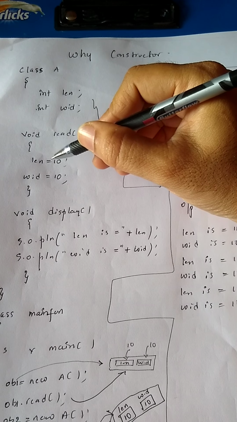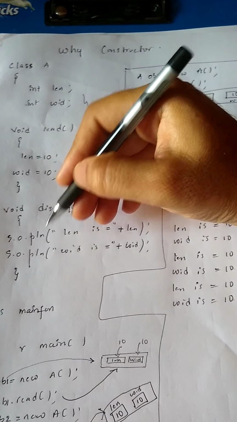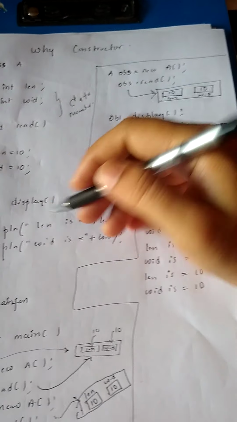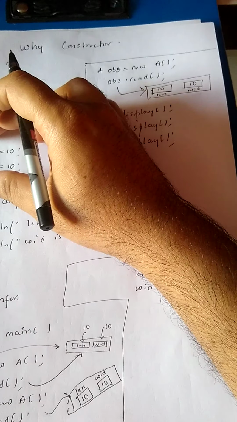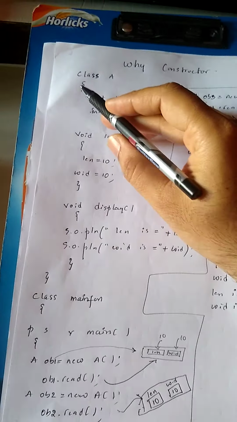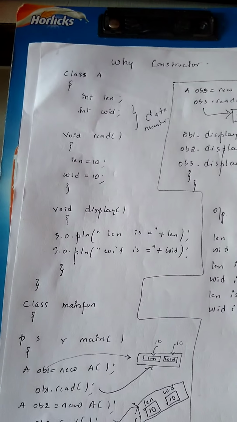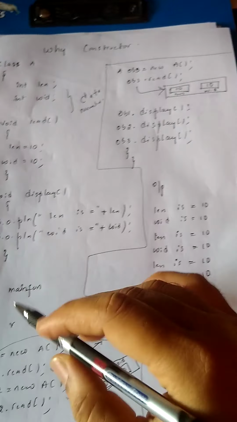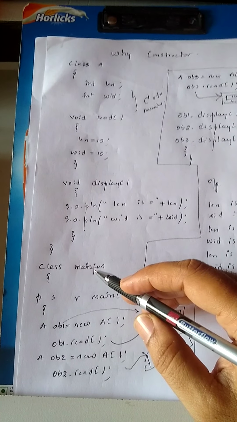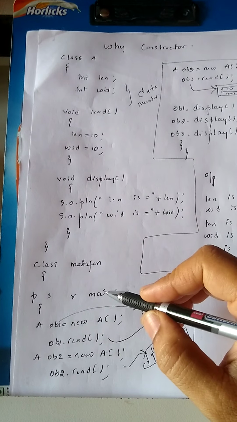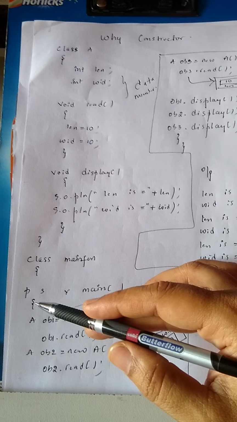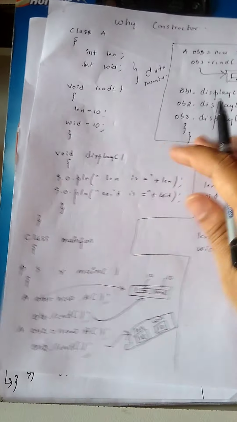Read is to read the values for our data members, and display is to display whatever the values are for the data members. So this is the end of your read, and this is the end of your display, and this is the end of your class A. I've taken one more class, with the main function within it. So this is the beginning of one more class, and this is the beginning of your public static void main.